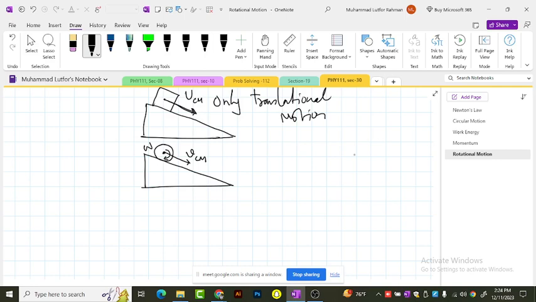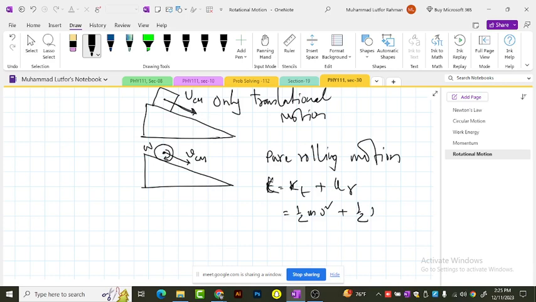When the system has both types of motion, rotational plus translational, it's called pure rolling motion. In that case, it has both types of kinetic energy: kinetic energy translational plus kinetic energy rotational. Kinetic energy translational would be half of m v square, plus kinetic energy rotational would be half of I omega square. Alright, that's called pure rolling motion, when the system has both types of motion, rotational plus translational.